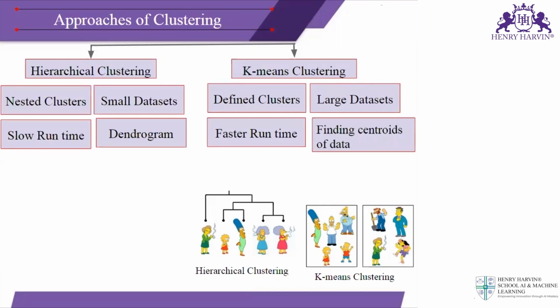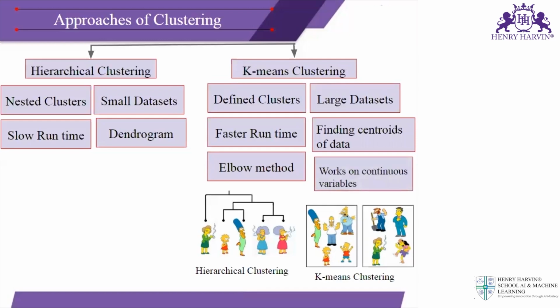Then what do we do in k-means clustering? We find centroids, or we can say the average of the data set, and based upon those centroids, we create clusters. So the points nearest to that centroid will be clustered in one group. So this is how different clusters are created. The optimal number of clusters in k-means clustering is found by using the elbow method, which we will be doing when we work upon the codes of clustering. Then k-means clustering is always used for continuous variables.